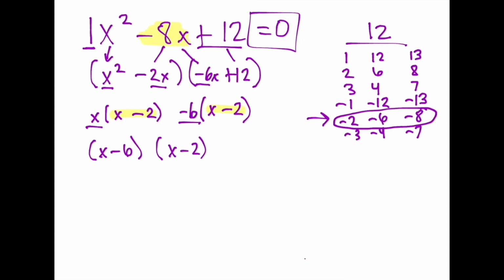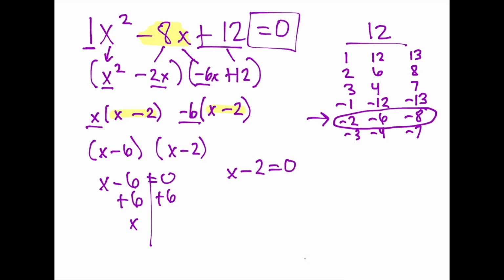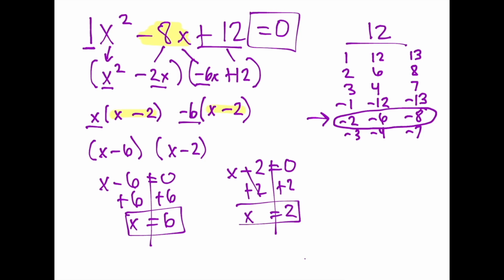We're trying to find what values of x can we plug in to get 0. So we're going to take each one of these and set it equal to 0 and then solve. So we can add 6 to both sides. That leaves us with x equals 6. And then we can add 2 to both sides. That leaves us with x equals 2. So the two values that you can plug in for x to get a value of 0 are 6 and 2. And we have now factored this quadratic equation.